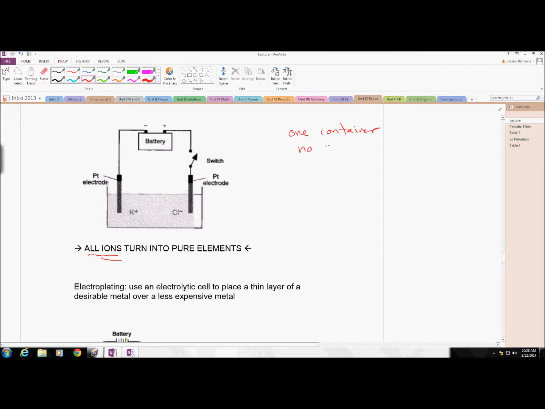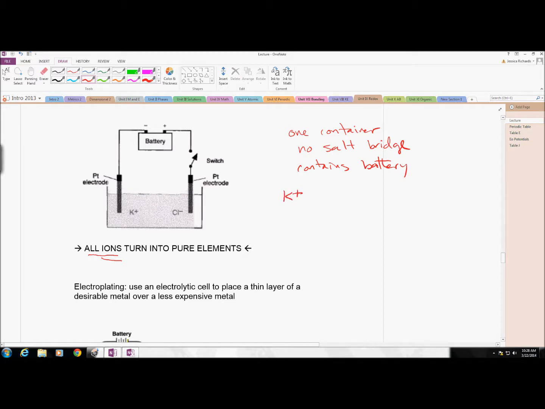There is no salt bridge. It contains a battery. And what's really important here, always, is the ions going into elements. So as soon as I look at this cell, our electrodes can be of whatever substance. It's usually platinum or graphite, something that is non-reactive, so it's not going to get broken down. I'm going to look at my two ions.